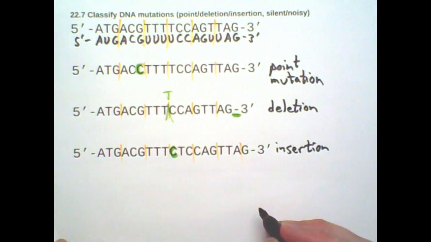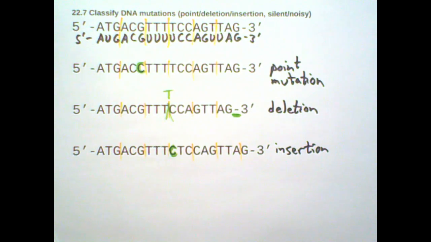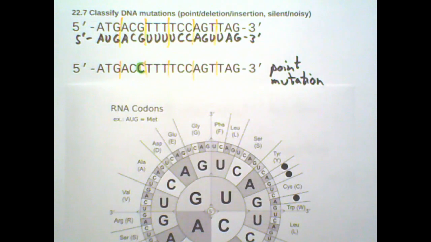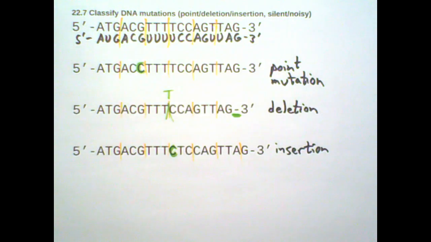Now we want to decide if these are silent mutations or noisy mutations. It's not always one or the other. It's not always perfectly clear, but we can look at our sheet of RNA codons, and you take a look at yours or a chart that you find online, and we'll go through and label these.